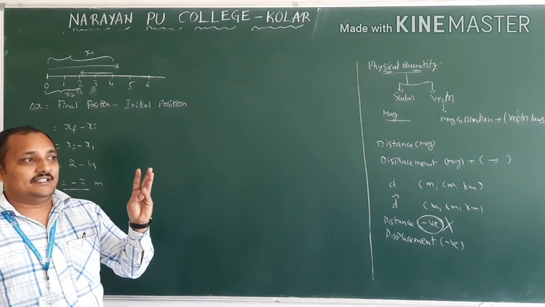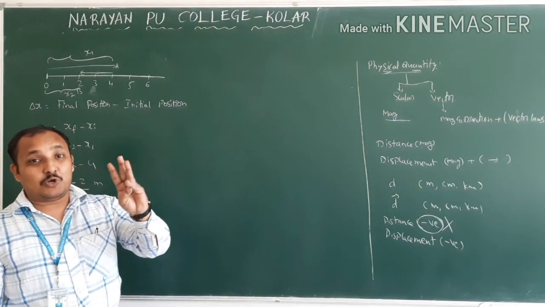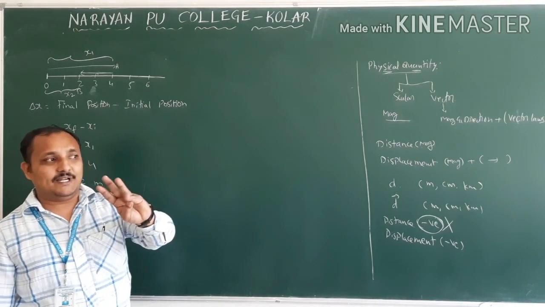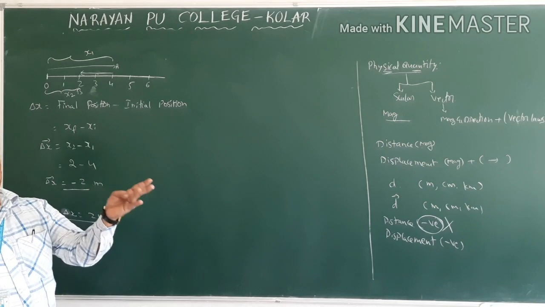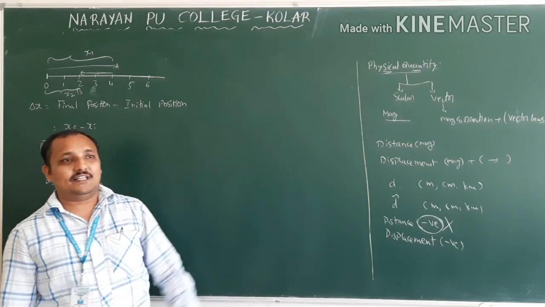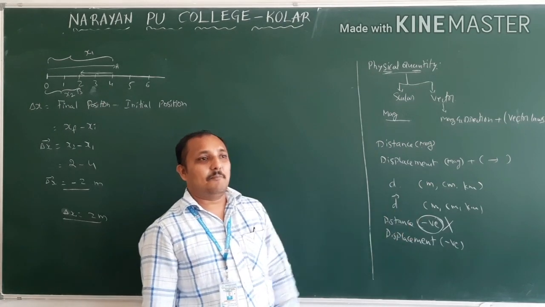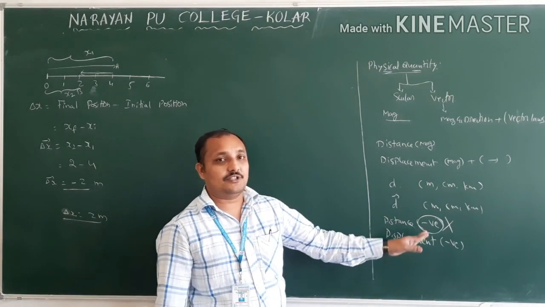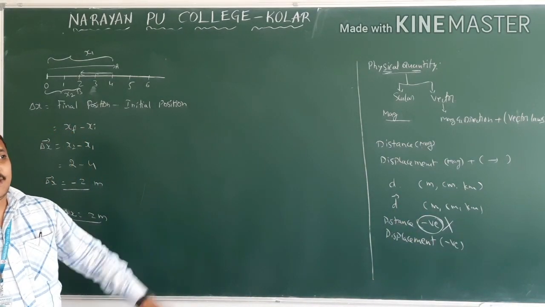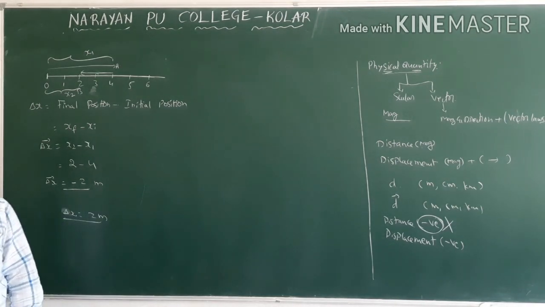What is the first difference? Definition is always the first difference. What is the definition of distance? The total path covered by the object between initial and final position. Next, displacement: the shortest possible distance between initial and final position. Next, distance is which quantity? Scalar quantity. Displacement is a vector quantity. Distance is always positive, but displacement can be positive, negative, or 0. Another difference you can write: distance cannot be 0, displacement can be 0. Sometimes it will be 0. These are the differences. Okay.